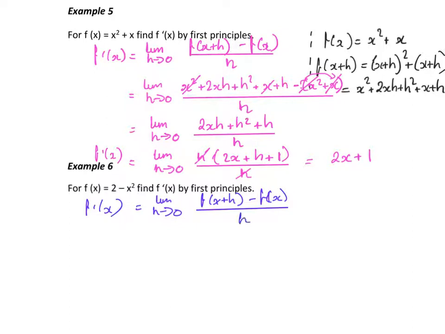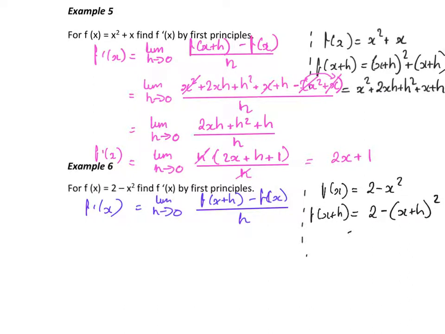That is my rule. So what do I need to find here? I need to know what f of x is. And I know f of x is equal to 2 minus x squared, because that's in the question. The other bit for that rule is to know is f of x plus h. And again, wherever I've got the x, I'm going to put x plus h. So 2 minus x plus h all squared.